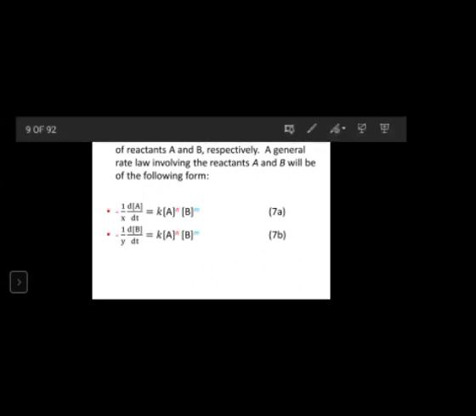And I want to tell you that everything on the left-hand side, look at that, stands for rate. You can use capital R or small r to represent it, equal, and that becomes K into the concentration of each of the reactants raised to a power. So equations 7A and 7B, you can use any of them to represent the rate of reaction. I have explained that everything on the left is rate. So the first one is the rate of decrease of A. The second one is the rate of decrease of B. So you can use any of them to represent the rate. And that will be equal to the specific rate constant, each of the reactants raised to a particular power. And it is that power you can determine experimentally.